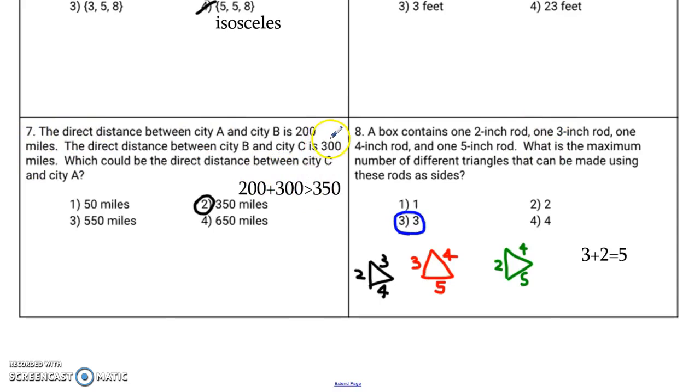Number 7, it got a little bit more challenging because the numbers were larger, but that's not a big deal because you have calculators. 200 plus 300 is greater than 350, so 350 is going to work. All these other ones you'll find don't work when you add them together.